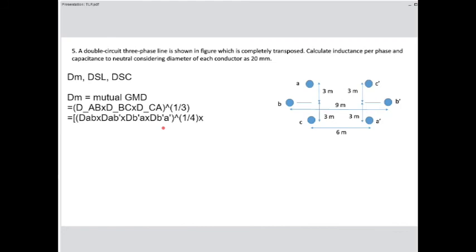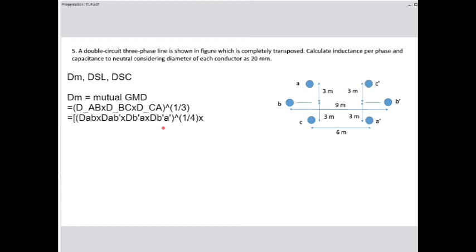Now we have DBC, so a multiplication sign. For BC, we start with the circle bracket: BC, BC prime, then B prime C, times B prime C prime, and again the power is 1/4. So that's DBC, capital DBC, meaning all the distances between B and C. Is that clear? That's the BC.